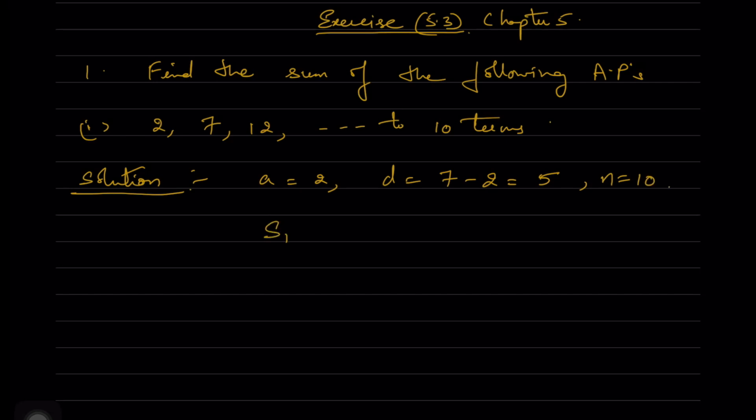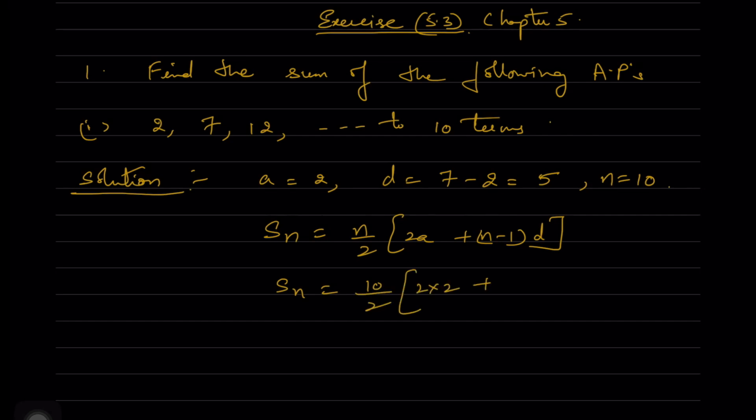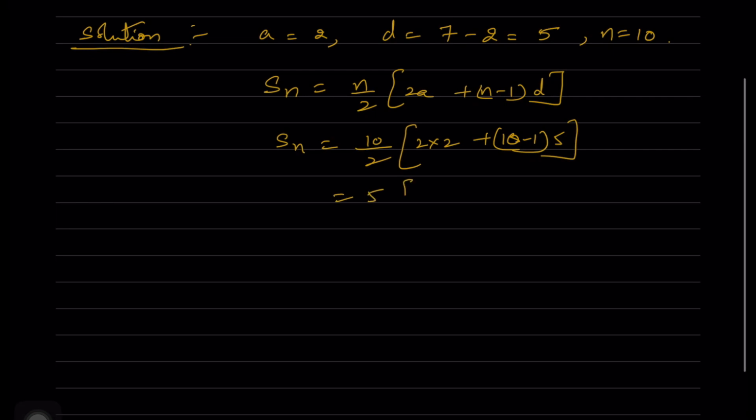So we have a formula for finding the sum of n terms of an AP: Sn is equal to n by 2 into 2a plus n minus 1 into d. So Sn is equal to 10 by 2 into 2 into 2 plus 10 minus 1 into 5. I've just substituted the values. So this will become 5 into 4 plus 9 into 5, which is equal to 5 into 4 plus 45, which is equal to 5 into 49, which is equal to 245, the answer.